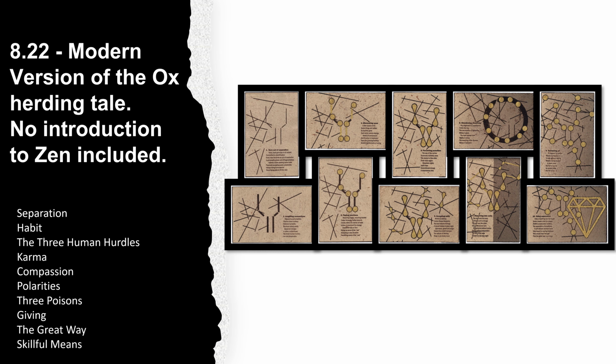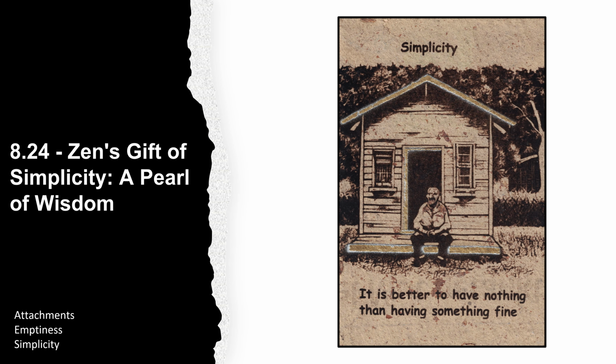The second version simplifies the content, featuring a straightforward depiction of the ox-herding tale while retaining the same gathas and underlying concepts. This work focuses on the benefits of a simple lifestyle as a counter to the greed often found in our society. The core concepts are attachments, the idea of being attached or clinging to things, people, or ideas, which can cause suffering and hinder spiritual growth.